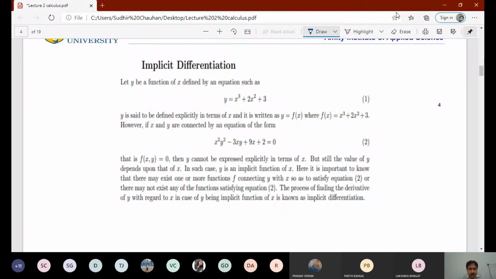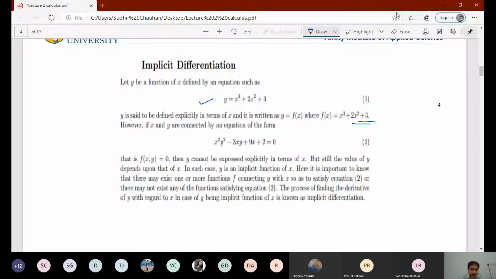So now let us come to the point. Let y be a function of x defined by an equation such that y is equal to x cube plus 2x square plus 3. So y is said to be defined explicitly in terms of x, and it is written as y is equal to f(x), where f(x) is x cube plus 2x square plus 3.